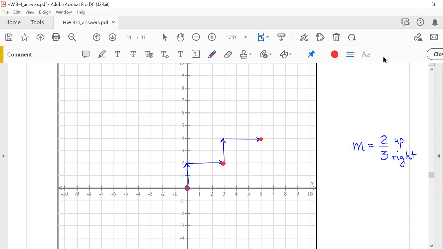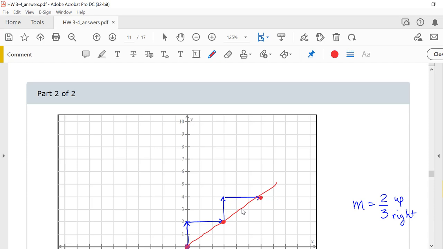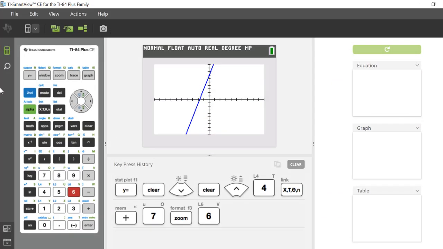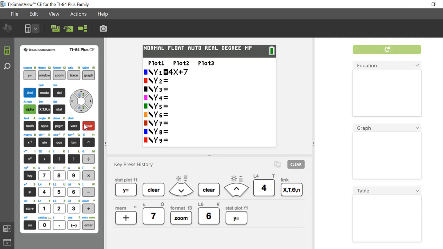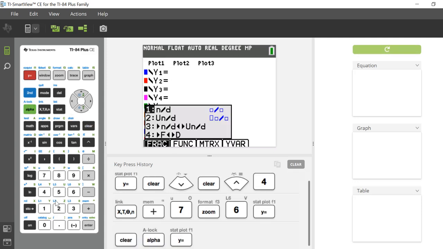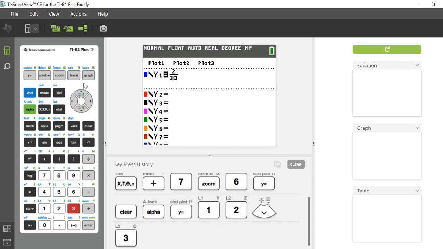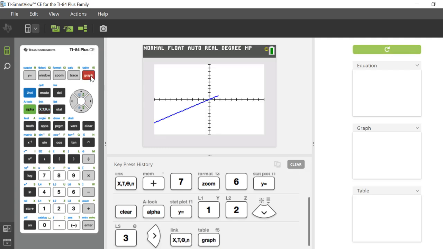My line would look like that. Well, sort of. Straight line. Whatever. You got it. If you want to go check this on your calculator, you can. Y equals 2/3 x. So y equals, I'm going to type in 2 over 3, and then x, and hit graph. There's my line. Y equals 2/3 x.